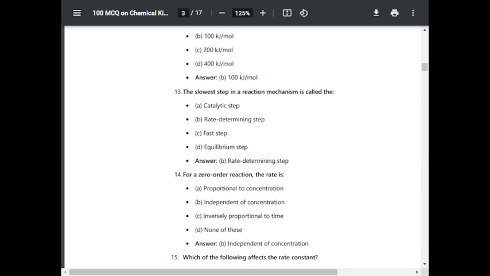Question number 14. For a zero order reaction the rate is: option A, proportional to concentration; option B, independent of concentration; option C, inversely proportional to time; option D, none of these. The correct answer is B, independent of concentration. For a zero order reaction the rate is independent of concentration.